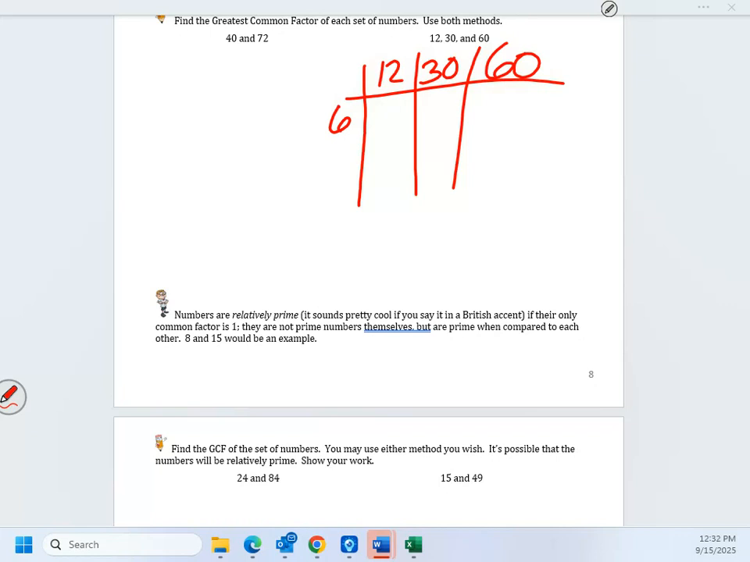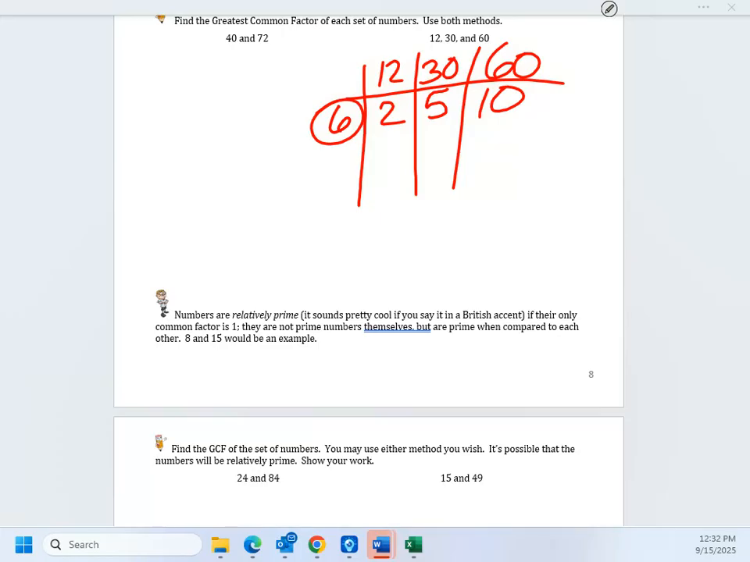What is 12 divided by 6? Say it out loud for me. What's 30 divided by 6? 5. What's 60 divided by 6? 10. Now what can I divide out of 2, 5, and 10? Nothing. Clara found that greatest common factor right away. We don't have to multiply that 6 by anything.